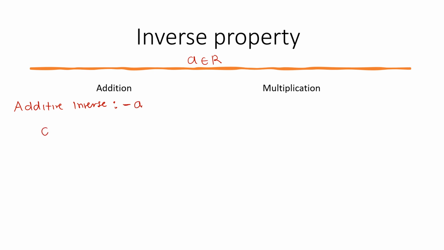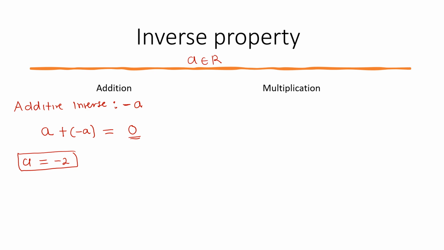Because if you take a, the real number you have, and you add minus a, which is the additive inverse, this is going to give us 0, which is, remember, the identity, right? So what do we do here? For example, let's take a to be minus 2. If you're asked to find the additive inverse, just take the negative of minus 2, which is going to be 2.